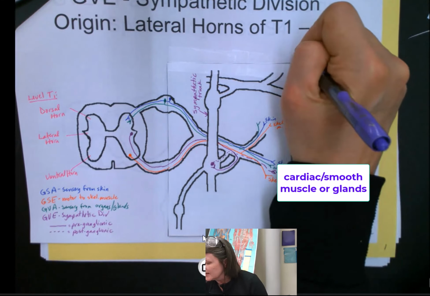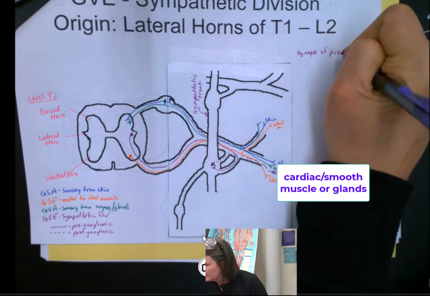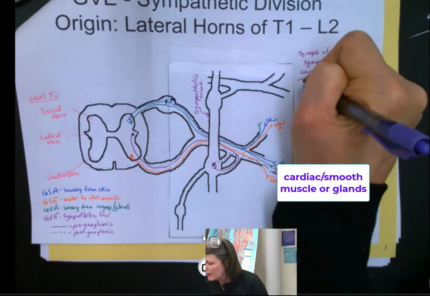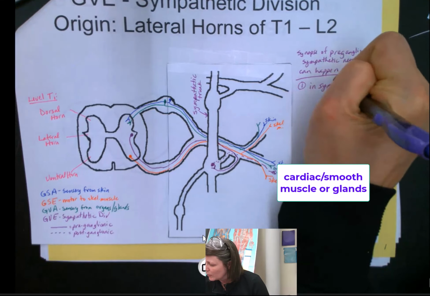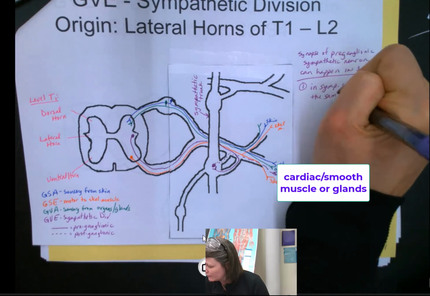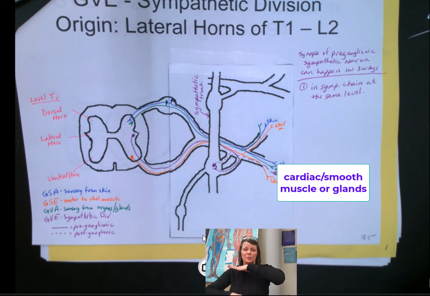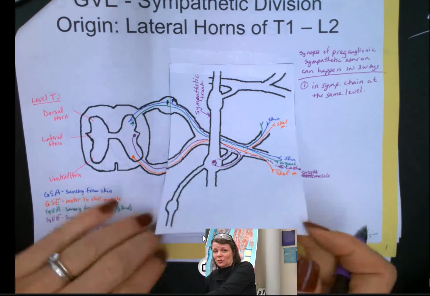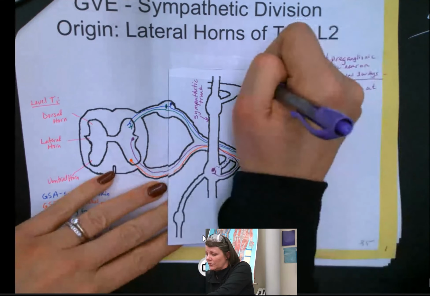So up here, I'm going to say synapse of a preganglionic sympathetic neuron can happen in 3 ways. Way number 1, in the sympathetic chain, so I'm going to abbreviate sympathetic chain at the same level it entered. That's number 1. But it only goes from T1 to L2. Isn't there parts above T1 that need to be able to respond to stress? Yeah, I think so. Are there areas in my abdomen and down in my lower extremities that need to respond to stress? Yes. So what we have to do is this is situation number 1.